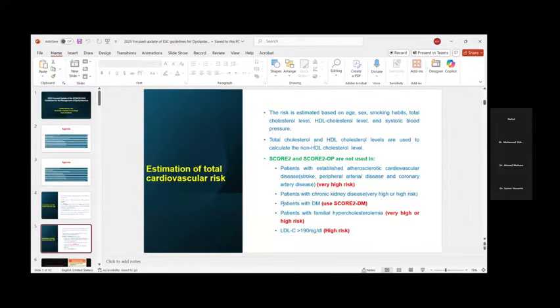Number three, patients with diabetes. In diabetes, we use SCORE2-Diabetes. Number four, patients with familial hypercholesterolemia. Already, they are at high or very high risk. And finally, LDL cholesterol level more than 190 milligram per deciliter, which is considered a markedly elevated single cardiovascular risk factor, and it is already high risk by default.